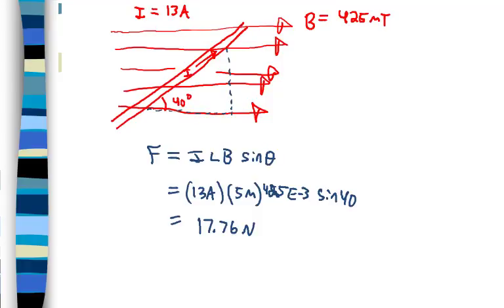Okay, so we should have gotten 17.76 newtons, and if you think about it, the only component of this that is going to experience a force is the vertical component. And so that's why we're using sine of 40, because only the vertical component of the wire is going to experience a force. So if we orient our hand in the direction that you can see with the vertical component, our middle finger is going to the right, it's going to be into the page. The force will be into the page.